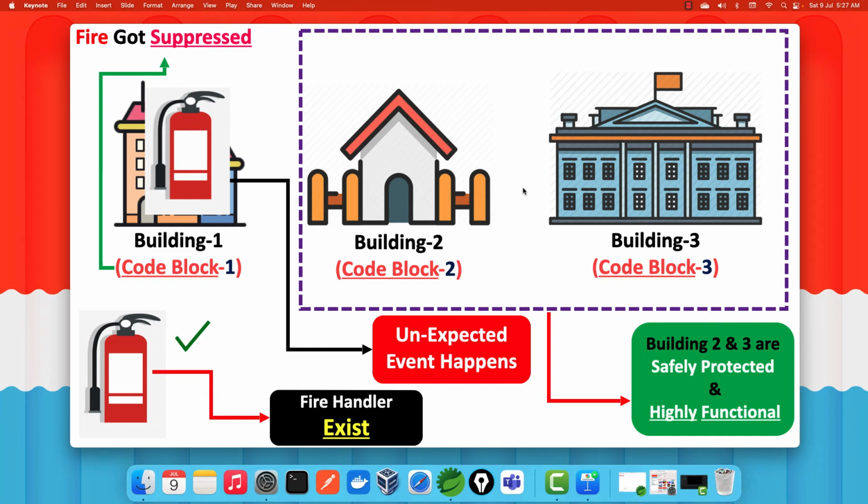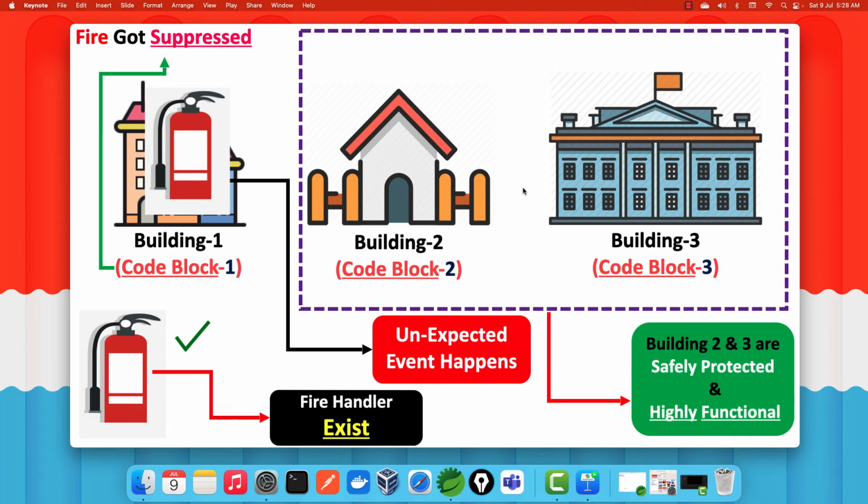Even though building 1 is not going to be functional since the fire occurred, we have used a proper exception handler, and that exception handler is used in order to protect the other parts of the program. That is, code block 2 and code block 3 are not impacted because of code block 1. Why? Because we have a proper exception handler.